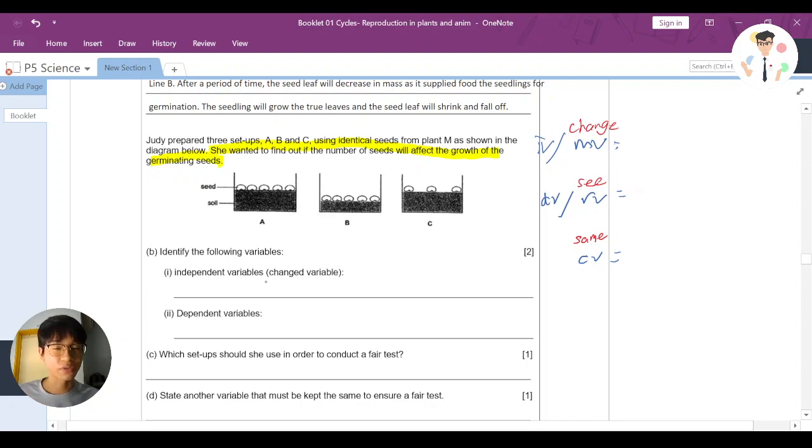As you can see, it actually gives you tips. Change variable, something that needs to be changed. So since we have the aim, it's actually very easy to find out. The number of seeds will affect the growth of the germinating seed. So basically, we are actually checking what? MV is actually the number of seeds, right? The number of seeds in what? In where? The number of seeds in each pot or in each setup.